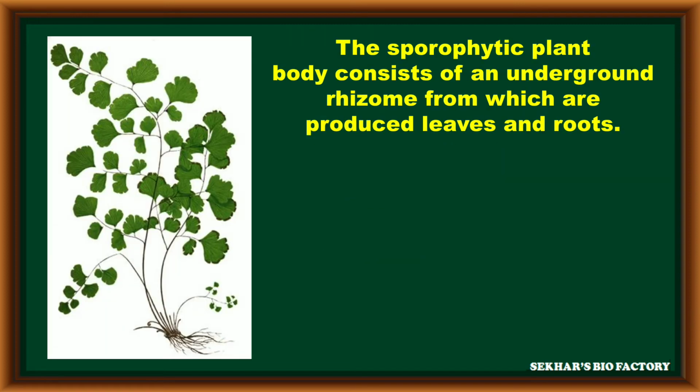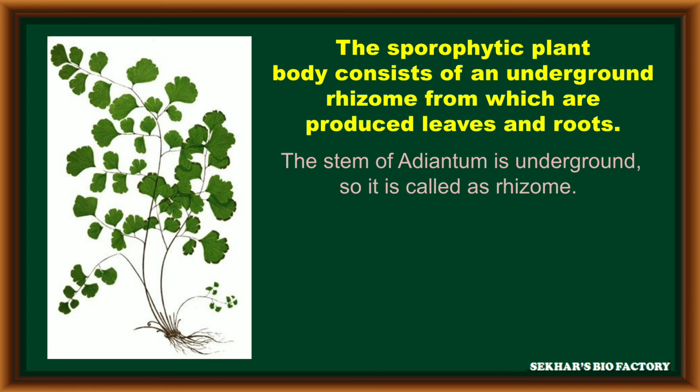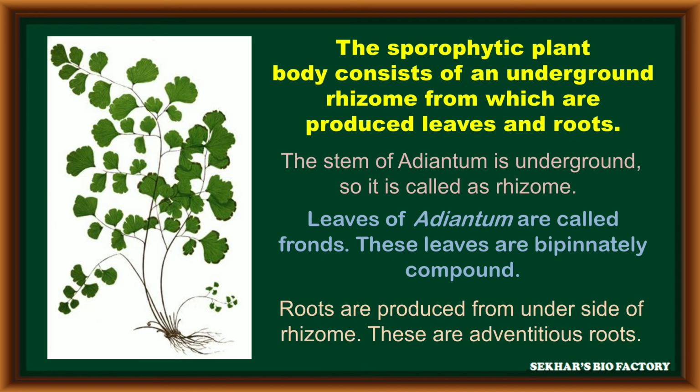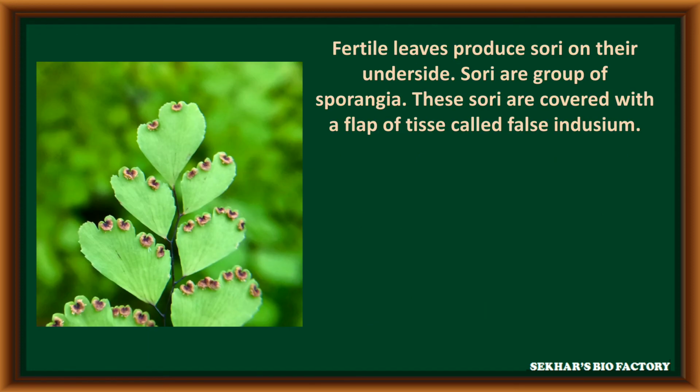The sporophytic plant body consists of an underground rhizome, which produces leaves and roots. The stem of Adiantum is underground. It is called a rhizome. The leaves of Adiantum are called fronds. These leaves are bipinnately compound. The roots are produced from the underside or lower side of the rhizome. These are adventitious roots. Some of the fertile leaves can produce sori on the underside or lower side.